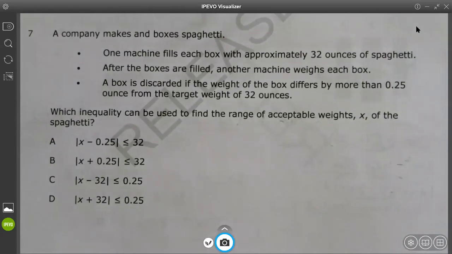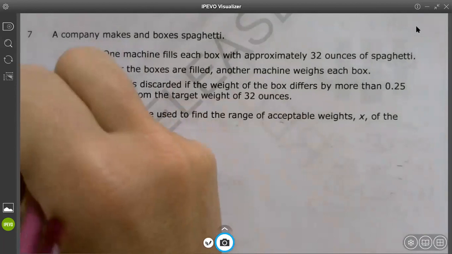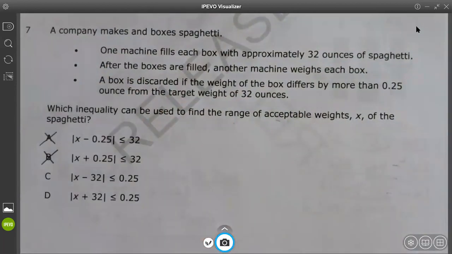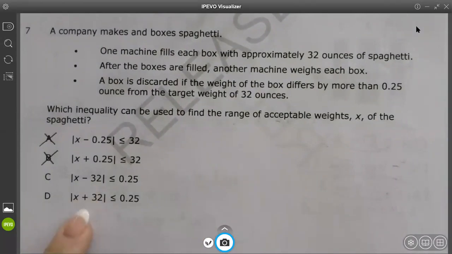So when we're looking at this, it says one machine fills each box with approximately 32 ounces of spaghetti. So we definitely want the 32 ounces. Can it vary from 32? Yes. So that's what tells you where the 32 goes. Because it can vary from 32, it's not going to be equal or less than or equal or greater than. It could be exactly 32. It could be a little bit above and a little bit below. Does everybody understand that? So that tells you that the 32 has to go on the inside because that's the one that varies. And then the question is, is it minus 32 or plus 32?